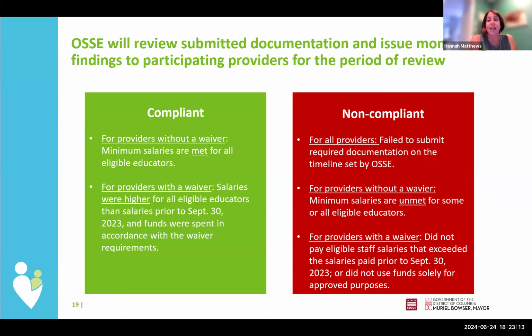Now, for the flip side, non-compliance. Any provider will be found non-compliant if they fail to submit required documentation on the timeline prescribed by OSSI. Providers without a waiver will be found non-compliant if minimum salaries are unmet for some or all eligible educators. And providers with an approved waiver will be found non-compliant if they did not pay eligible staff salaries that exceeded the salaries paid prior to September 30th, 2023, or if they did not use funds solely for the approved purposes listed in the waiver agreement.